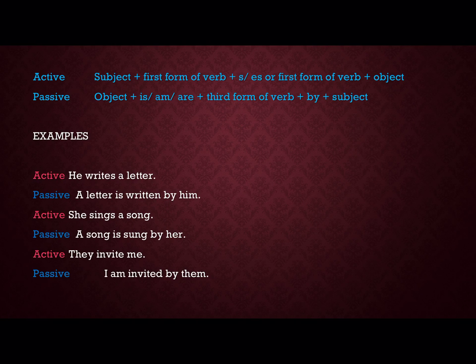And when we change simple indefinite active voice into passive voice, how will it be used? Object, then is, am, are, and then third form of a verb, and then by, and then the subject of the active voice. The object of that verb becomes the subject.